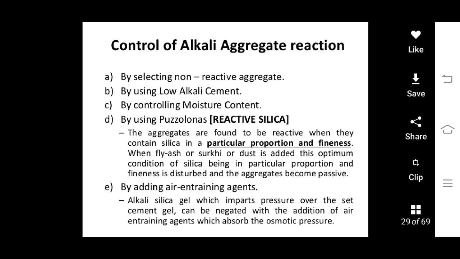By adding air entraining agents, alkali silica gel, which imparts pressure over the set cement gel, can be negated, as air entraining agents absorb the osmotic pressure.